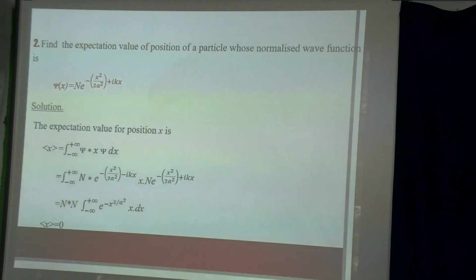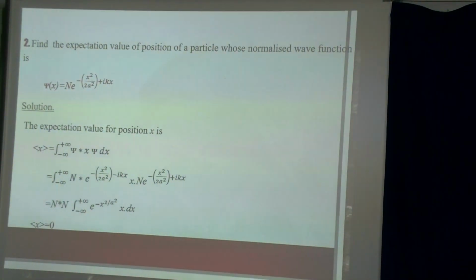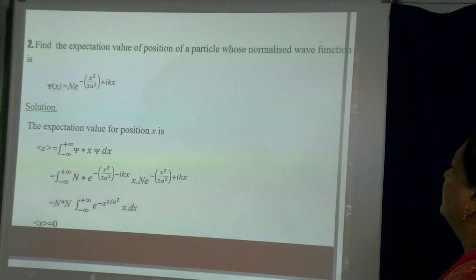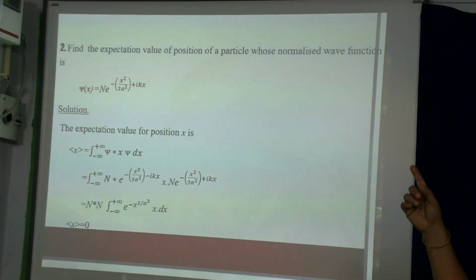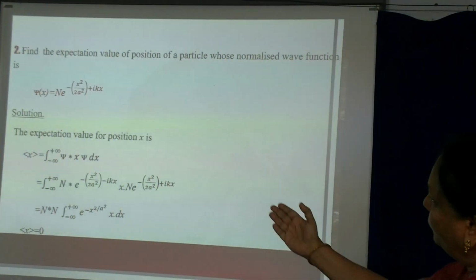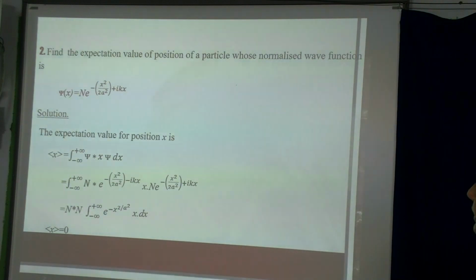Similarly, here another function is given: N into e to the power minus x squared by 2a squared plus ikx. So a similar procedure has to be followed. Here, instead of P and P squared, the position is asked. Therefore we substitute x alone. The given function is integrated and you will now finally get 0. So the expectation value of position is 0 according to this expression.